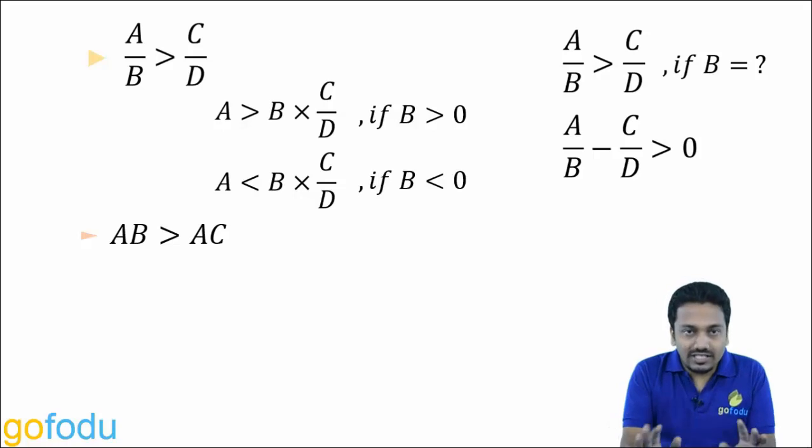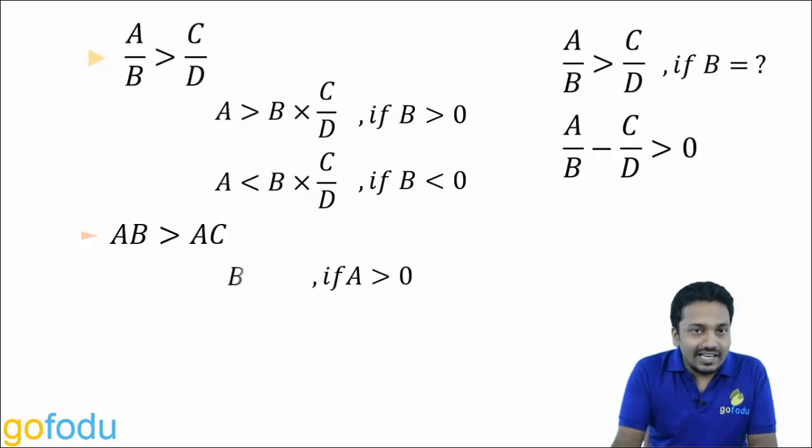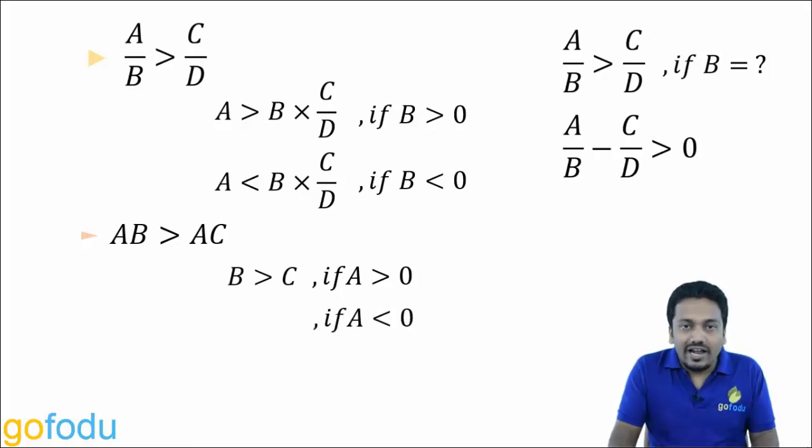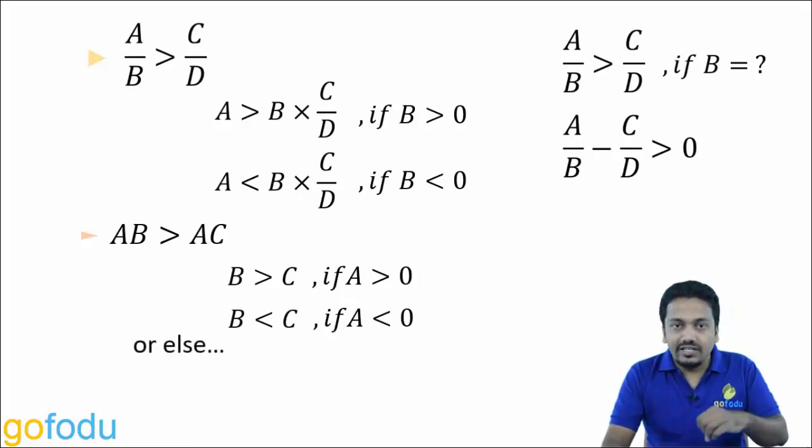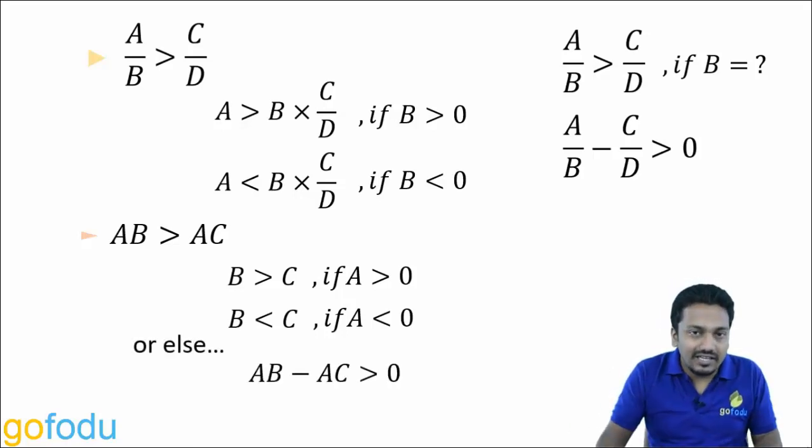Okay, again we have the same point but in different format. If a is positive, we can directly cancel it from both the sides. If a is negative, the sign of inequality will change, and if sign of a is not known, then we'll simply take everything to the LHS and solve further.